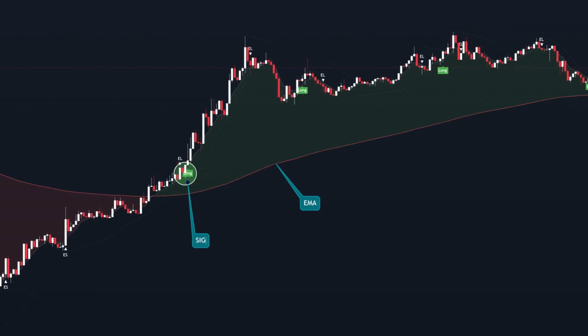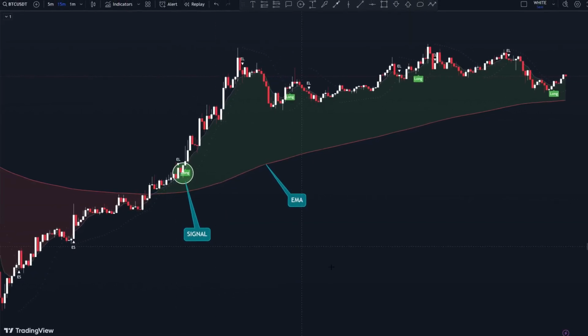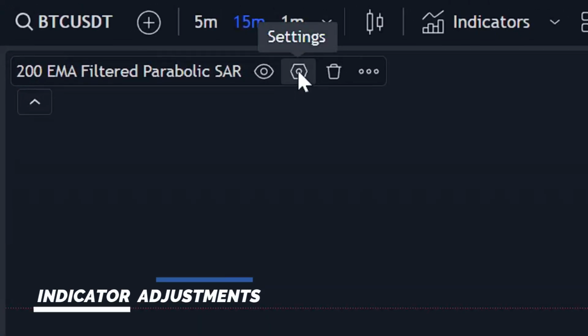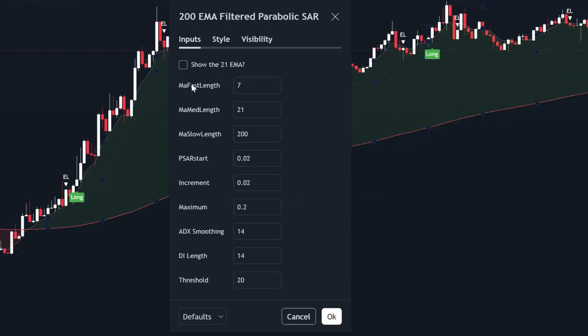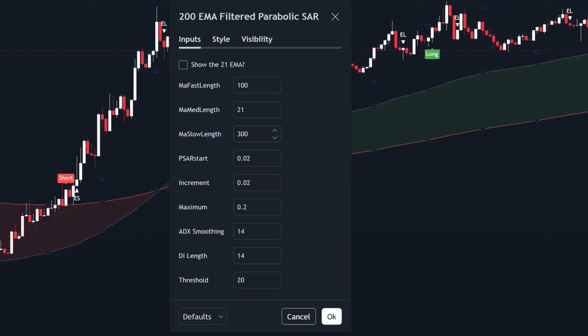But before we dive into using this strategy, we need to make a few adjustments to the settings parameters to get better results and make more money trading. So head to the Inputs tab and change the MA fast length from 7 to 100. Then leave the mid MA length as a default value because we won't be using this moving average. After that, change the MA slow length from 200 to 300. Then change the parabolic SAR start parameter to 0.002. Leave the other parameters at their default values.